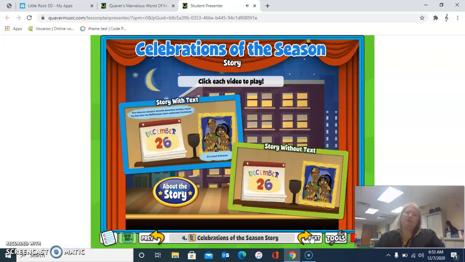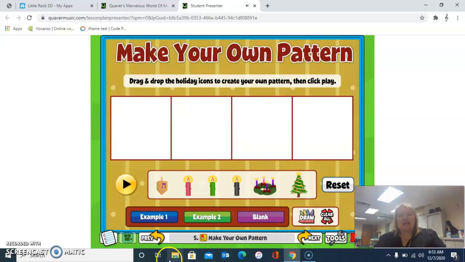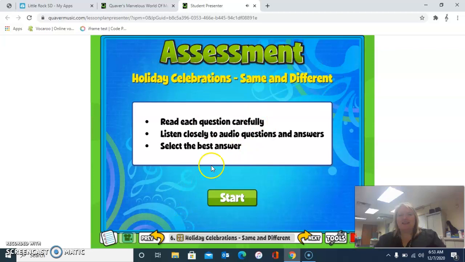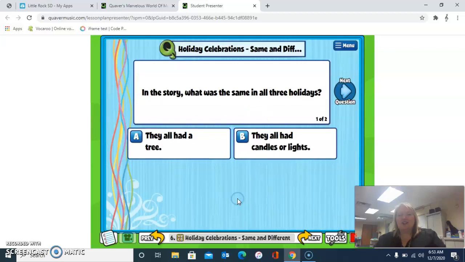Now you have a story to listen to about different celebrations that happen during December, which are Christmas, Hanukkah, and Kwanzaa. And so you're going to learn about those three different celebrations, and then you're going to take a little quiz after it. I'm going to have to move those around. So by the time you see it, this will be next. But you're going to click start.